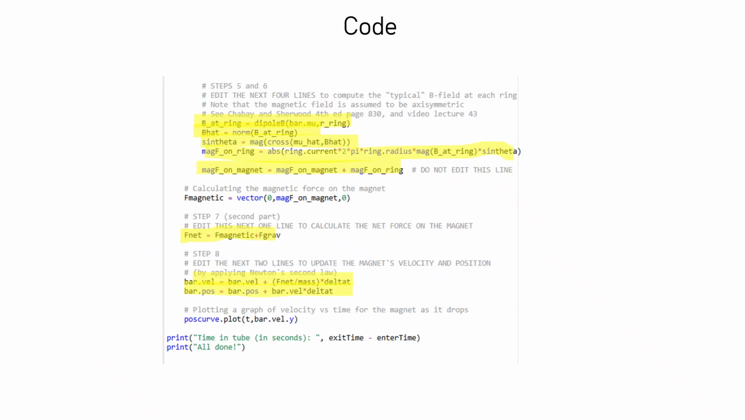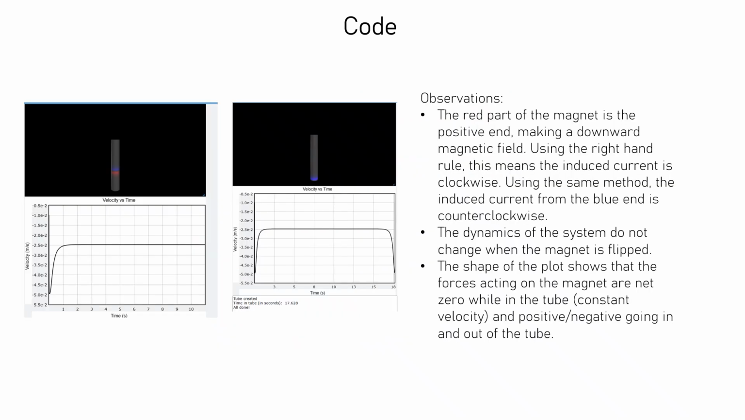The last little bit of the code is still doing the same thing, calculating the net force on the magnet, and then using the velocity and position update formulas to update the velocity and position, and then plotting them. So here are the results of our code.